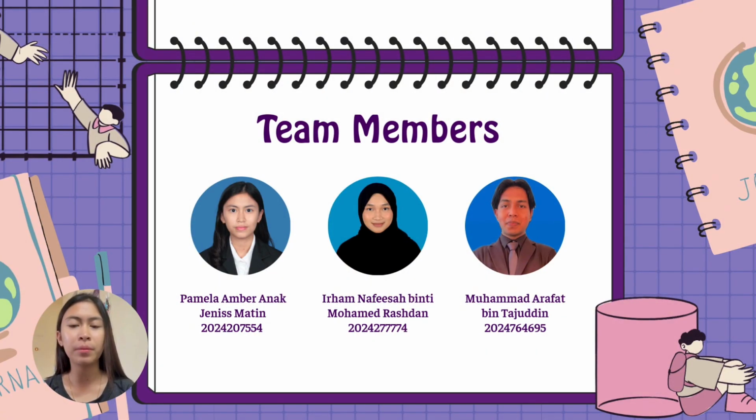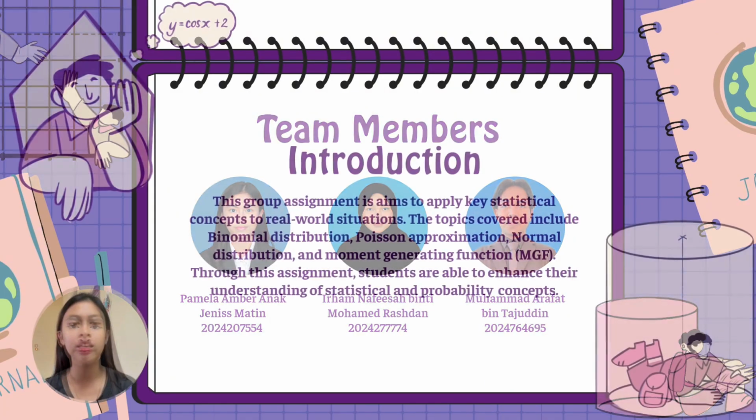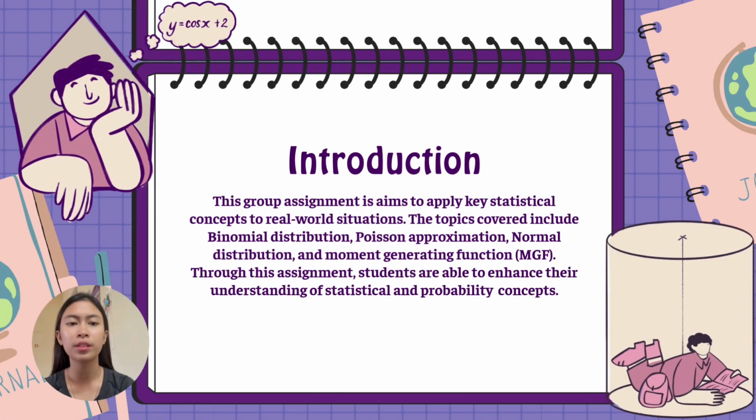My name is Pamela Amber anak Janice Martin with the matrix number of 2024-207-554, and I will be presenting the introduction and question 1. As for the introduction, this group assignment is aimed to apply key statistical concepts to real-world situations. The topics covered include binomial distributions, Poisson approximation, normal distributions, and moment-generating functions. Throughout these assignments, students are able to enhance their understanding of statistical and probability concepts.